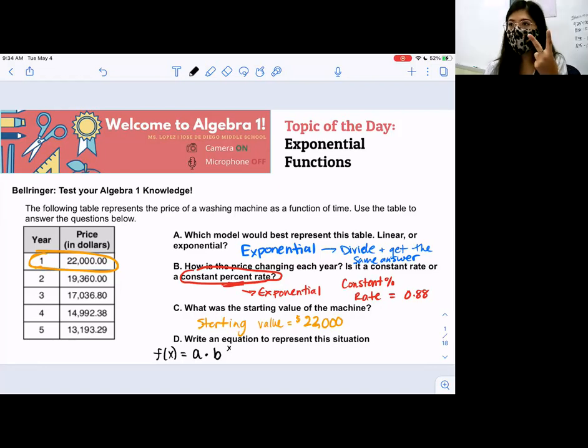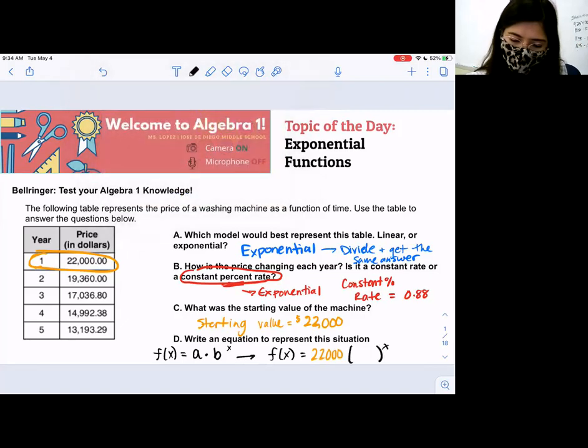So we have two numbers, right? We have 22,000 and 0.88. 22,000 is the starting value and 0.88 is the percent rate. So f of x equals 22,000 times 0.88 to the power of x. Okay. Now, again, we're going to review all of this. So at this point, let me know what questions you have.